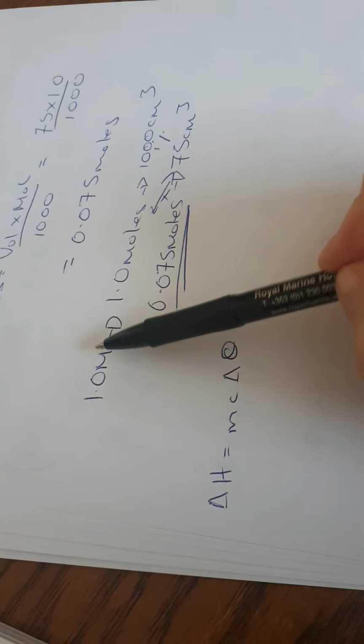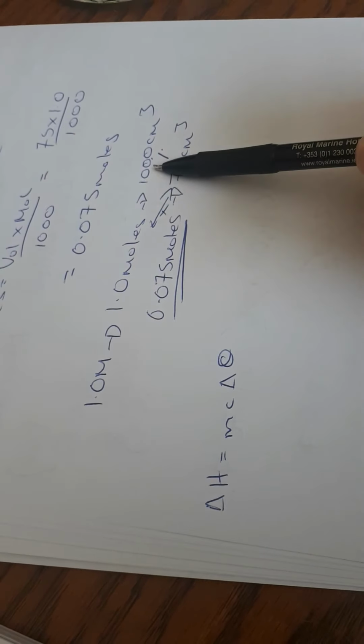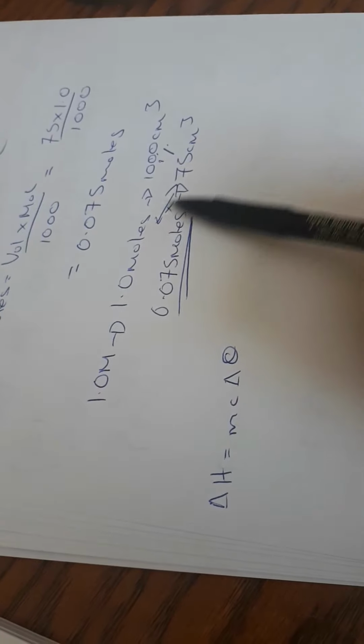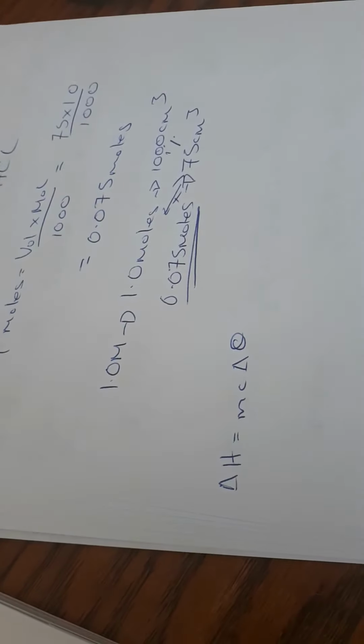You could also do it another way, where 1.0 molarity means 1.0 moles in 1,000. So I'm looking for 75. So I multiply by what I know, I divide by the bit left over, and again 0.075 moles.